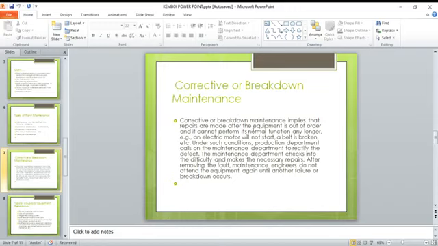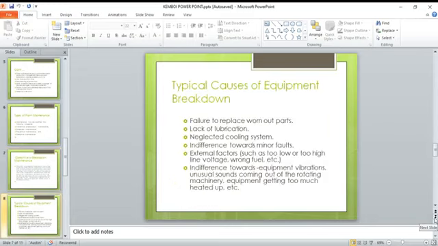Corrective or breakdown maintenance implies that repairs are made after the equipment is out of order. So this is corrective maintenance, that is breakdown maintenance. You will do certain maintenance when there is a certain fault that has occurred. And this means that the whole process will be shut down for this maintenance to take place. That is what is called corrective or breakdown. By the word breakdown, you do it when there is a breakdown.